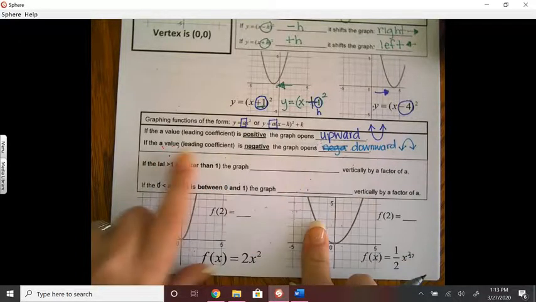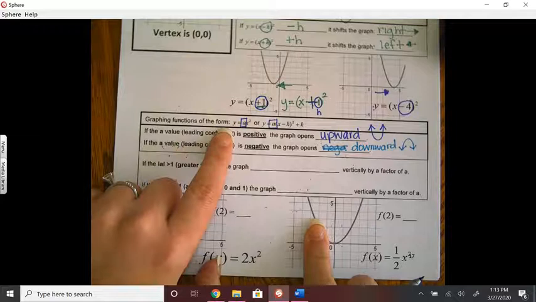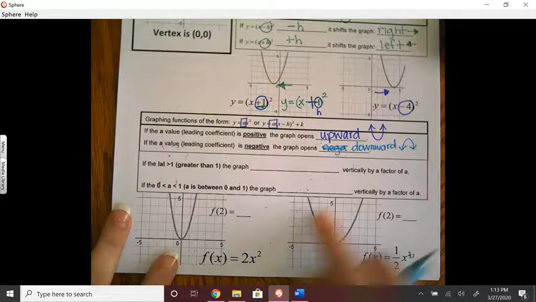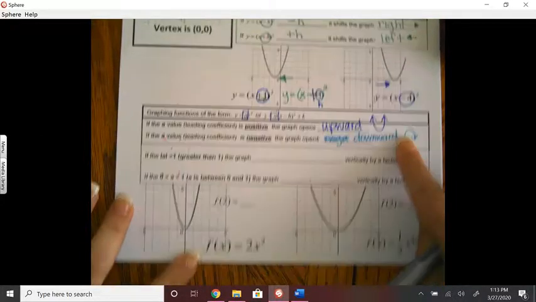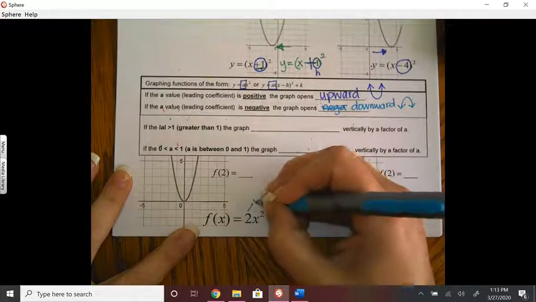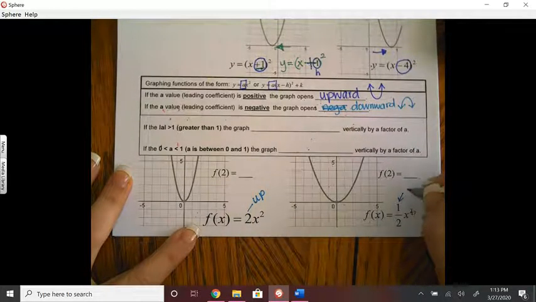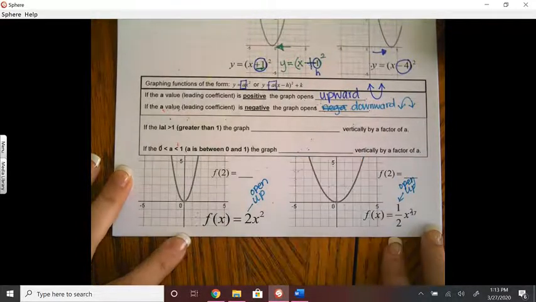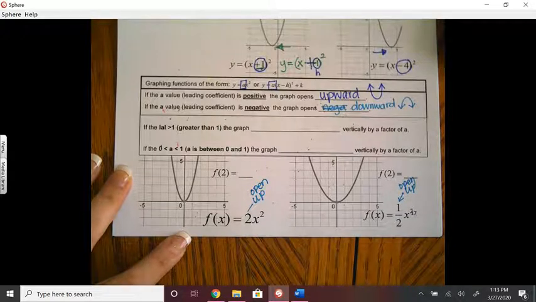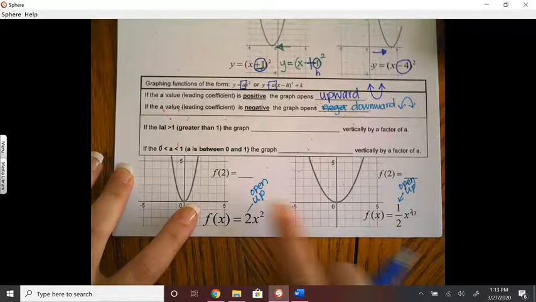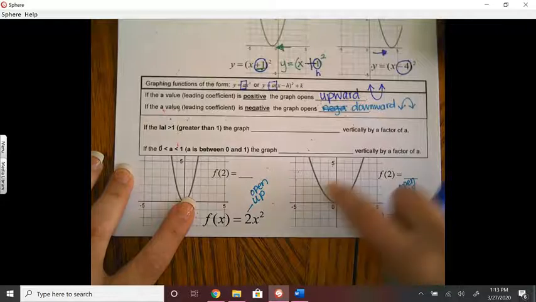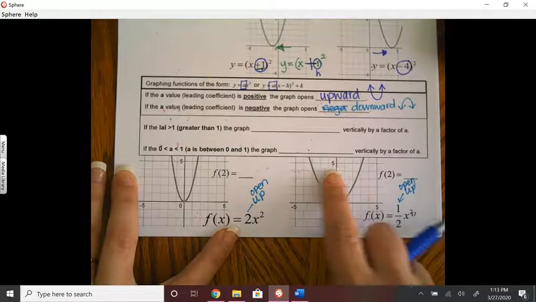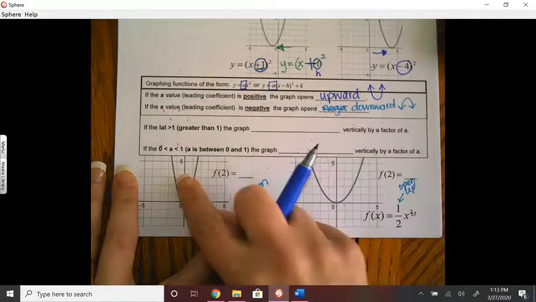So the number in the front, the a value, is very important. It does two things. It tells you whether the graph will open up or down. So this one will open up, and this one will open up. So they're both open upward. Okay. Not only does it tell you whether the graph opens up or goes down, it's also going to affect why this looks wider and this looks skinnier.